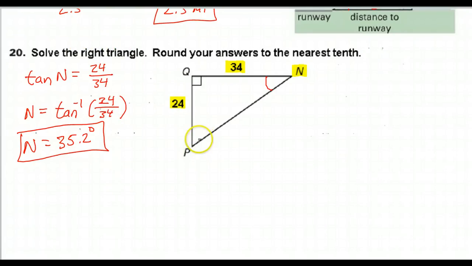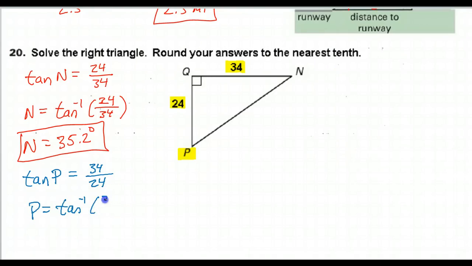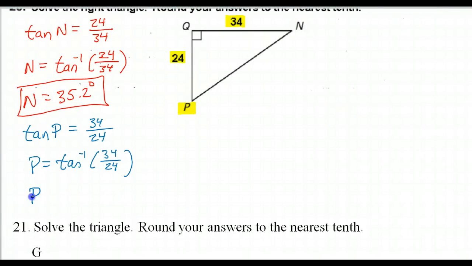Now, if I wanted to find angle P, I could subtract from 90, but there's a risk in case I made a mistake on angle N. So I'm going to find it from scratch. This is still opposite and adjacent, but it's sort of upside down from the way it was before. So I'm still going to do tangent, but when I do the tangent of P, opposite and adjacent will be 34 over 24. I still will do the inverse tangent to find the angle, which means that angle P is going to be the inverse tangent of 34 over 24. That's 54.8 degrees.